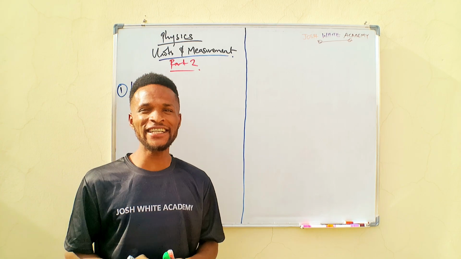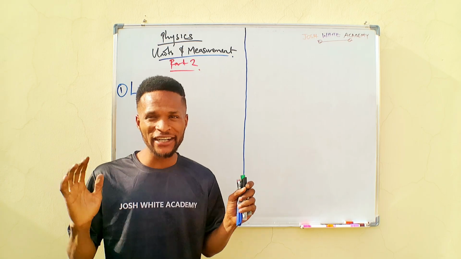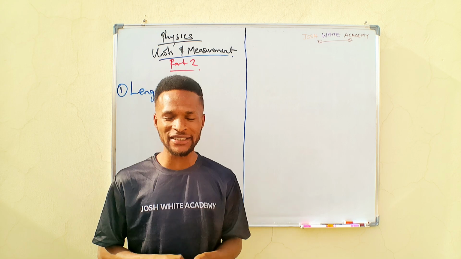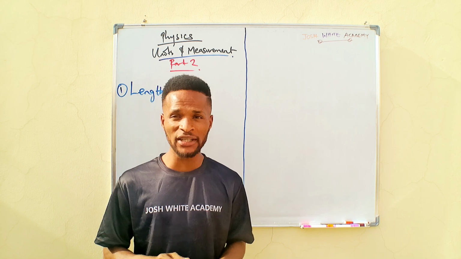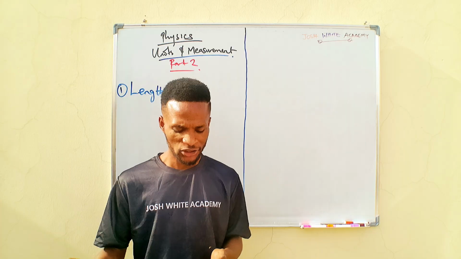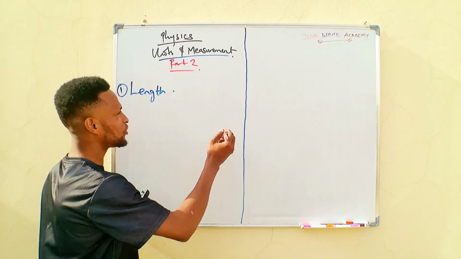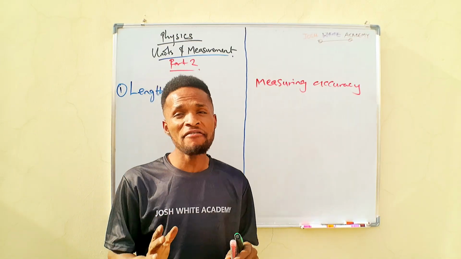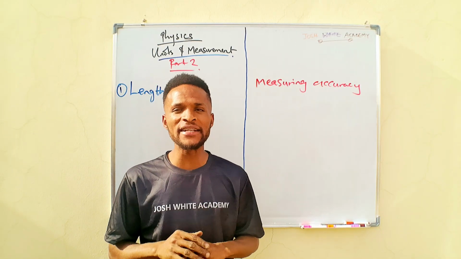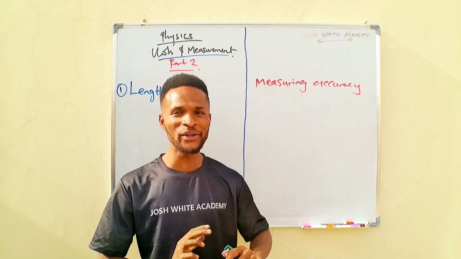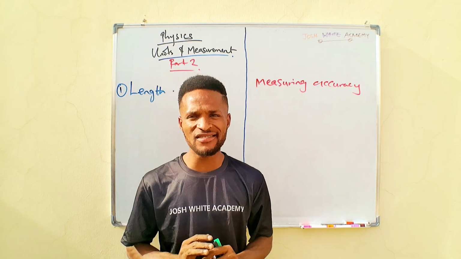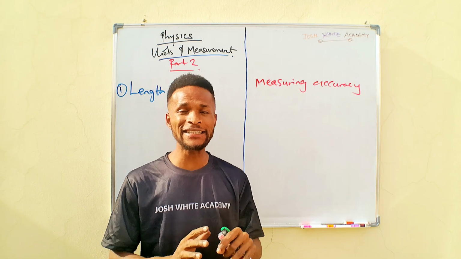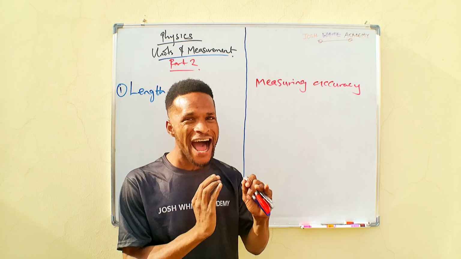Length, being a fundamental quantity, can be measured using different measuring instruments. But before we begin to talk about these instruments, I need to define something very important that we will be coming across subsequently, known as measuring accuracy or reading accuracy. Every instrument has a measuring accuracy. This simply means the least possible measurement that a measuring instrument can accurately measure.